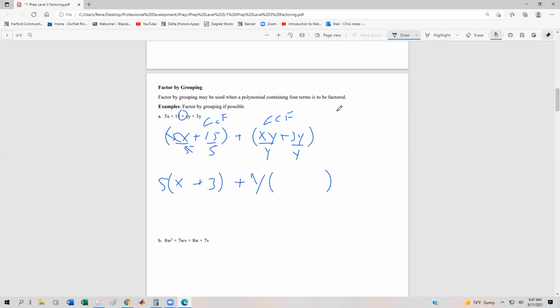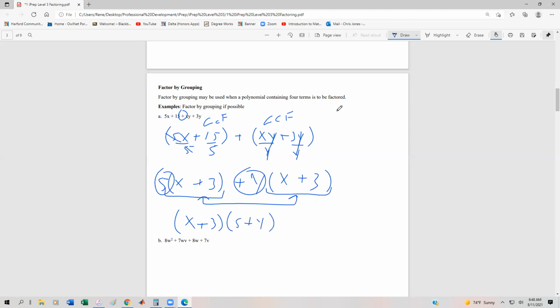15 divided by 5 is going to leave us with a 3. Y divided by y cancels. Y divided by y cancels. And I want you to notice that we're left with the exact same binomial. Right? We have an x plus 3 as each of the binomials. What we're going to do is this is actually a GCF between these 2 terms. And what we're going to do is we're going to factor out the x plus 3. And if we factor that out, what we're left with is 5 plus y.